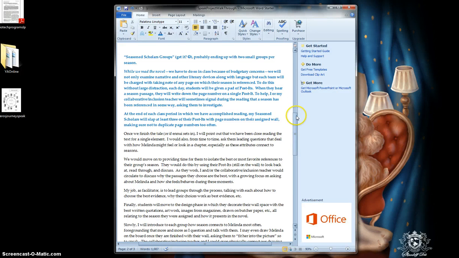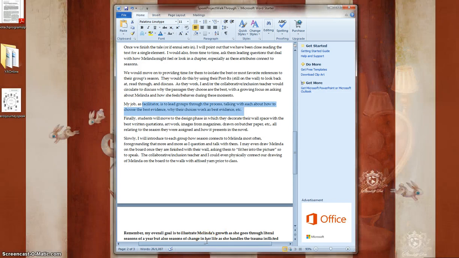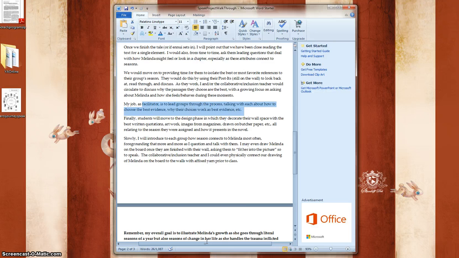We would move on then to providing time for them to isolate. So each group would isolate the best or favorite references to their group season. They would do this by using Post-its still on the wall to look back at, read through, and discuss. So we're even getting more concentrated and myopic with our reading. As they work, I and/or the collab teacher would circulate to discuss why passages they choose are the best. And then your job always then is the facilitator to lead groups through the process, talking with each about how to choose the best evidence, why their choices work as best evidence, etc.